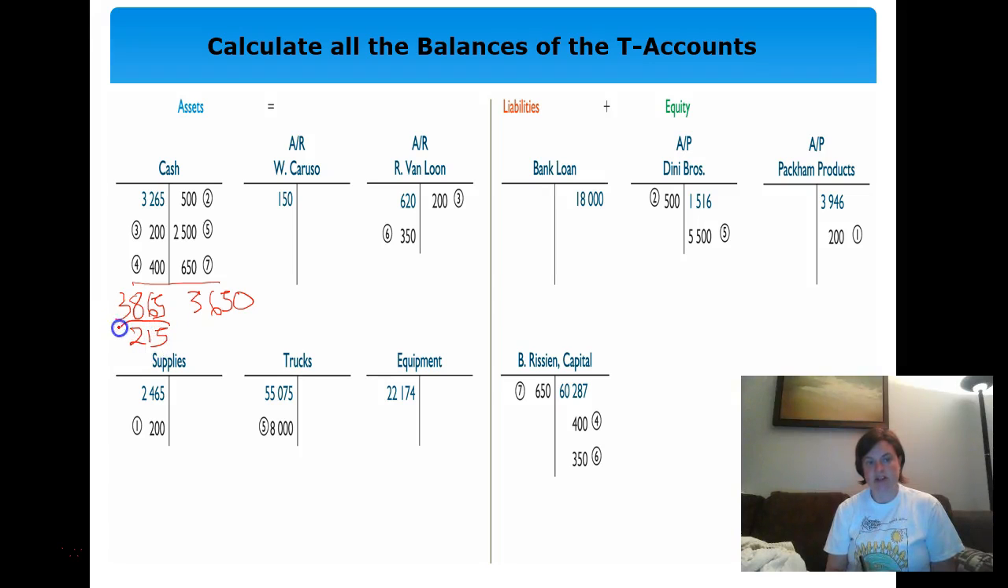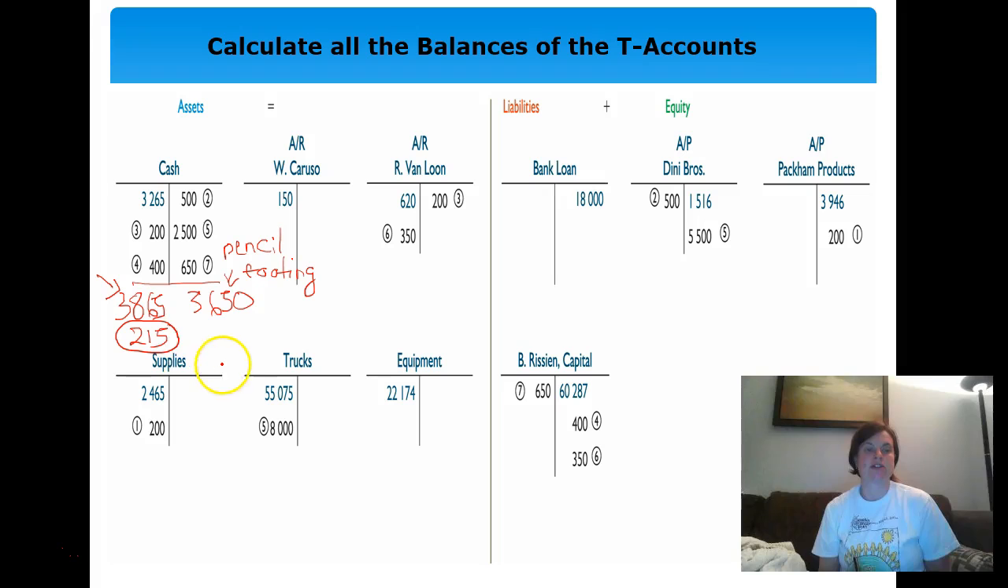$215, and we're going to circle that, and that's our final total. So these here are called pencil footings. These balances, these calculations that we've made, are called pencil footings, just because they're the subtotals of each side. And then this is our final balance. We circle it, and this is what's going to appear on the balance sheet. So this now goes to the balance sheet when we're completing the balance sheet.